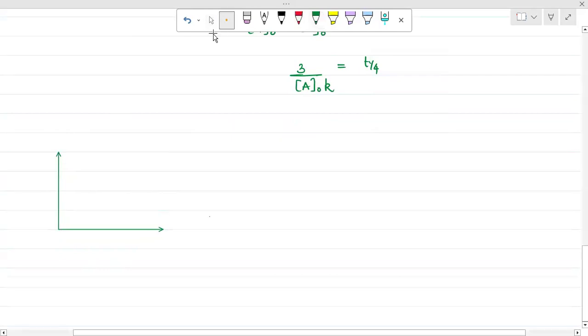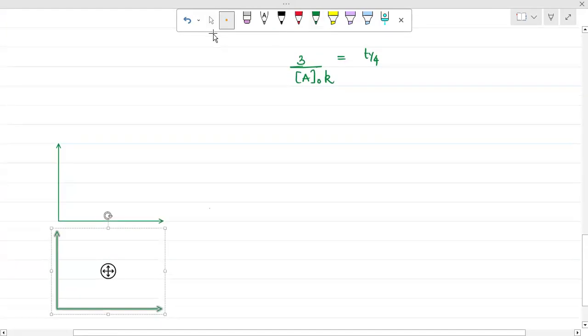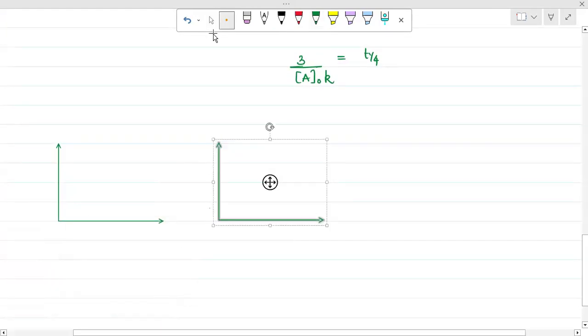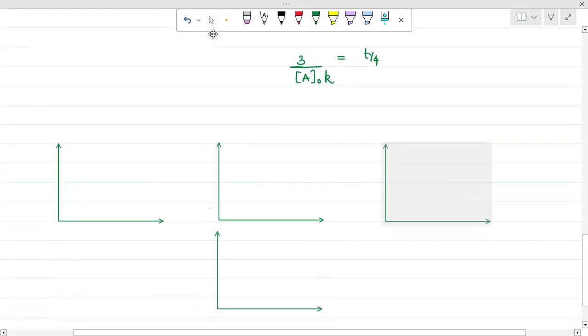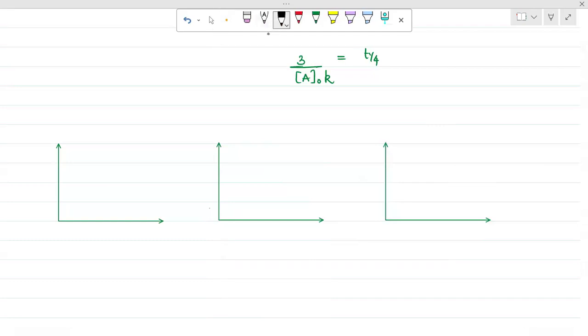Plot the graphs for the second order kinetics corresponding to rate versus concentration, 1 by concentration versus time, and T half versus initial concentration. Come on. Pause the video. Do it on your own.